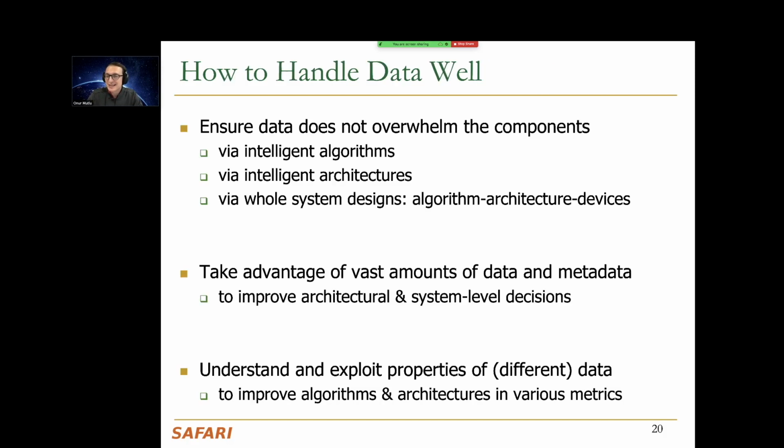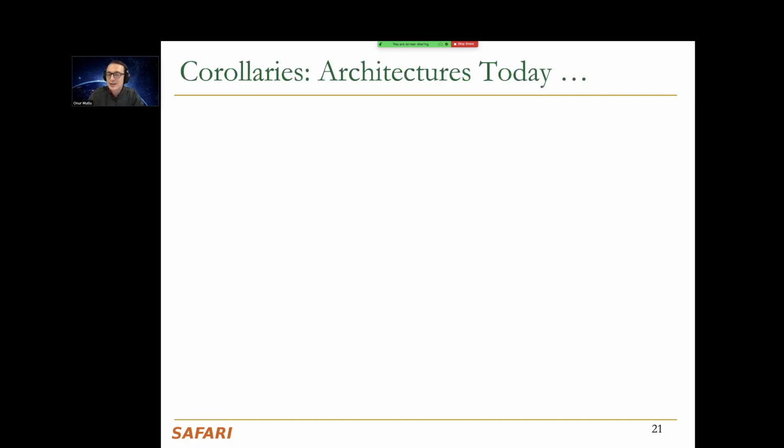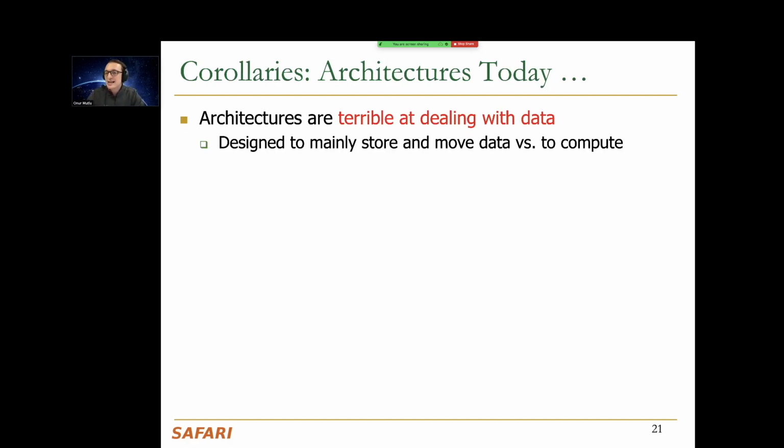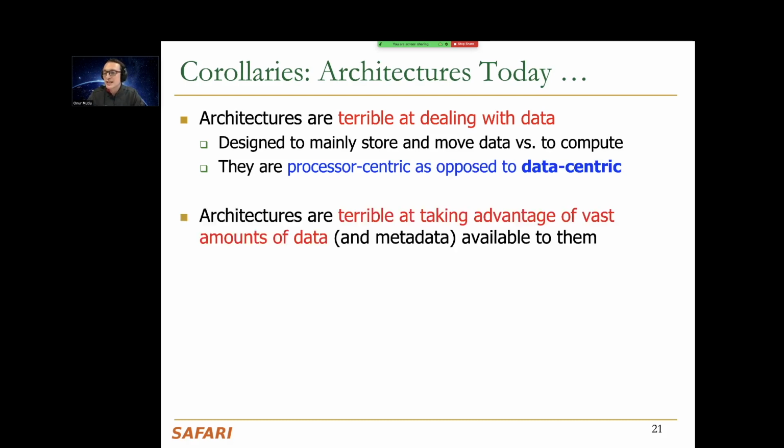So given that these are three components on how to handle data well, how are architectures today doing? I believe they're not doing well, basically. They're today designed to mainly store and move data versus to compute on data, because they're processor-centric as opposed to data-centric. As a result, they're overwhelmed. So we're going to talk a lot about these data-centric architectures. Second, architectures are not taking advantage of vast amounts of data and metadata that's available to them.